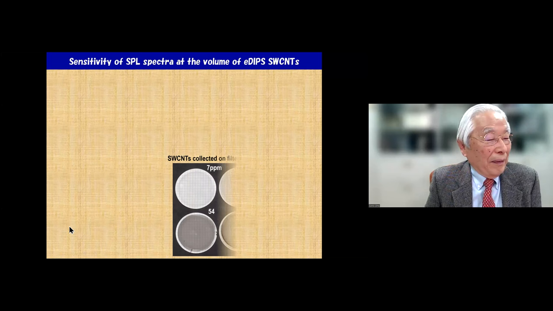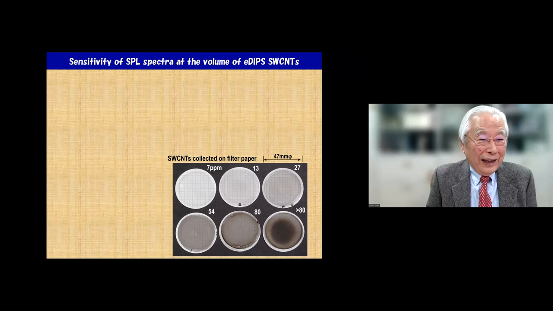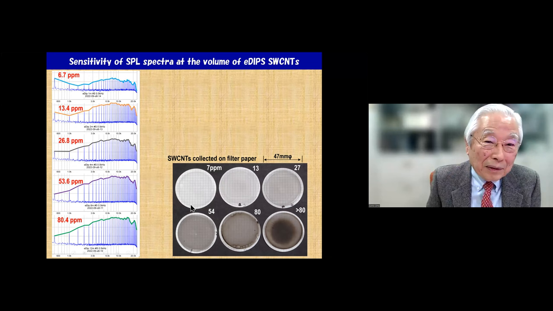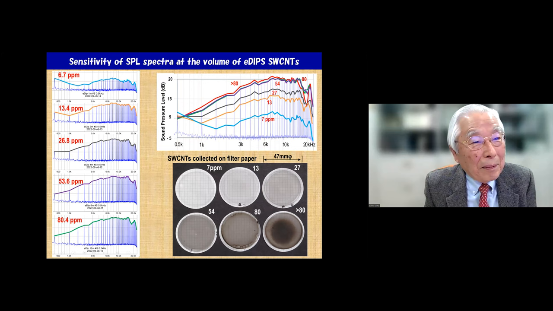And one thing I show you is the application. So I had the carbon nanotube on this filtering paper, okay, only at 7 ppm. And I have more CNT on these papers, so I listen to the sound from these papers, okay, through the microphone, of course. Then you see as you increase the amount of carbon nanotube material, you get a bigger sound. So this is very interesting, like that 7 ppm, and I increase the amount of carbon nanotube, then you get more sound.